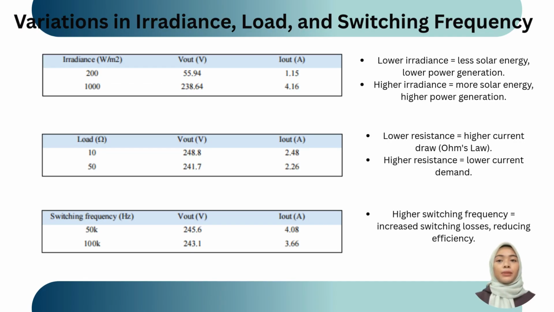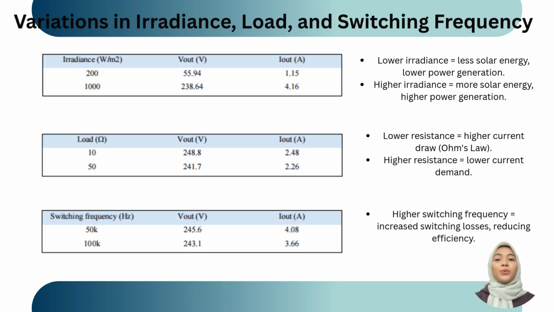Next, we will talk about the inverter behavior under different conditions, such as variation in irradiance, load, and switching frequency. At low irradiance, which is 200 watt per meter square, the output voltage drops significantly to 55.94 volt, and the output current is reduced to 1.15 ampere. This is expected because lower irradiance means less solar energy is available, which leads to reduced power generation. On the other hand, at high irradiance, which is 1000 watt per meter square, the output voltage increased to 238.64 volt and the current to 4.16 ampere, demonstrating the inverter's ability to adapt to varying solar inputs and maintain a stable output.